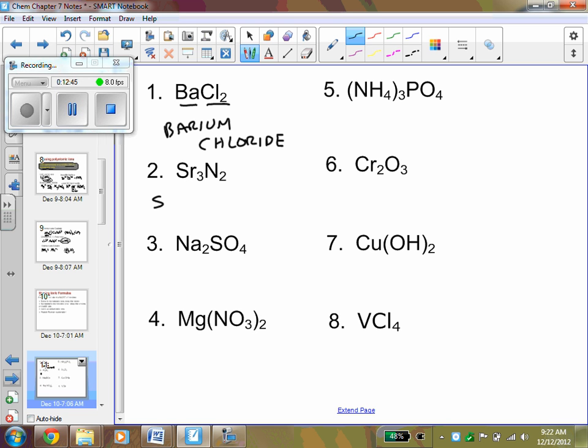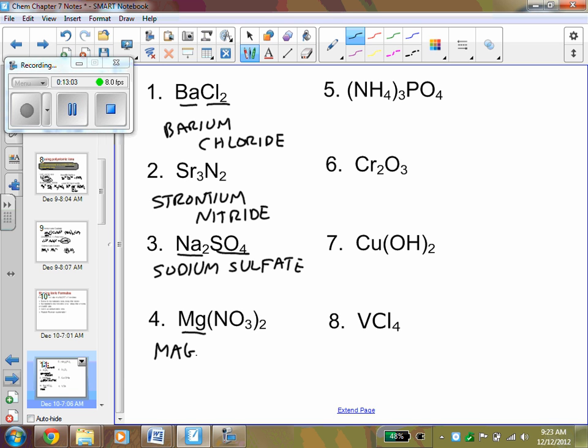This is strontium nitride. Sodium sulfate. Magnesium nitrate. Okay, up here we have ammonium. Notice I am not concerned with the subscripts. I'm just naming this. Forget about that. Phosphate.